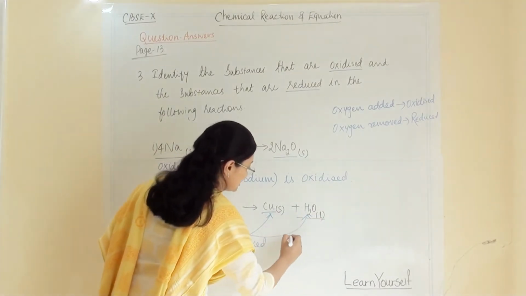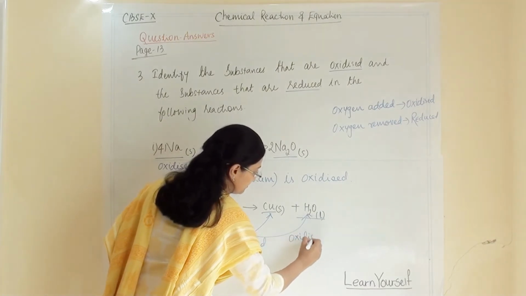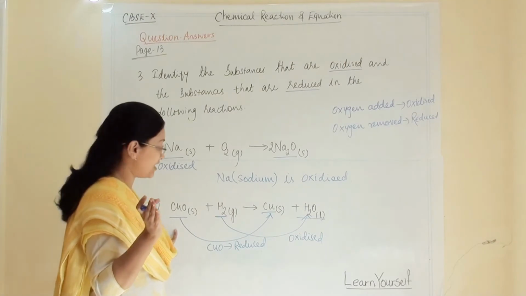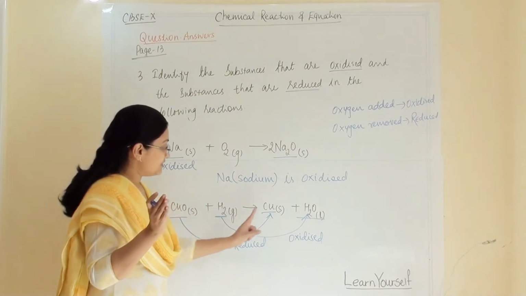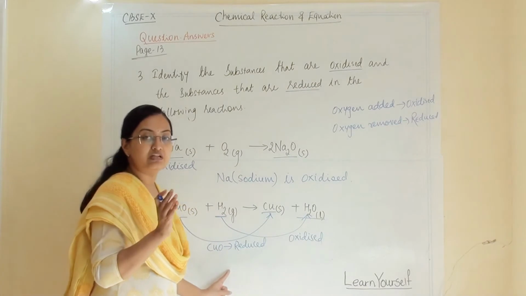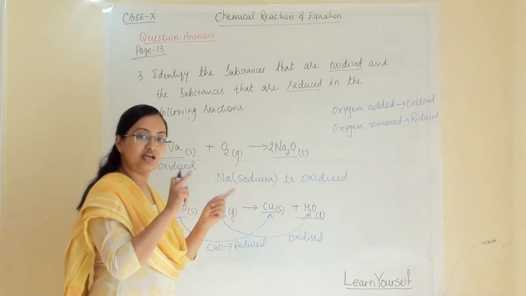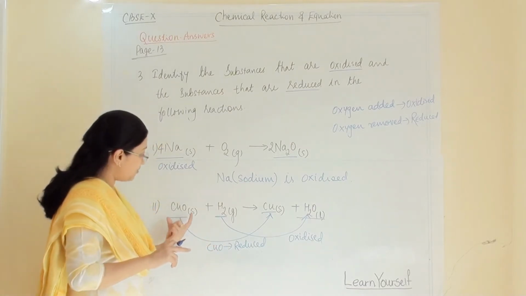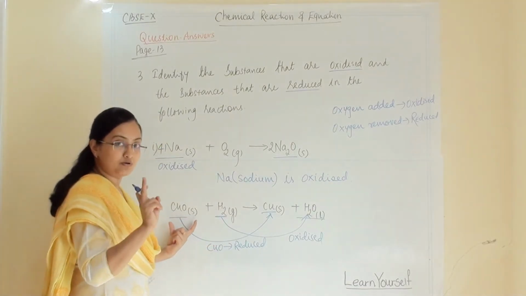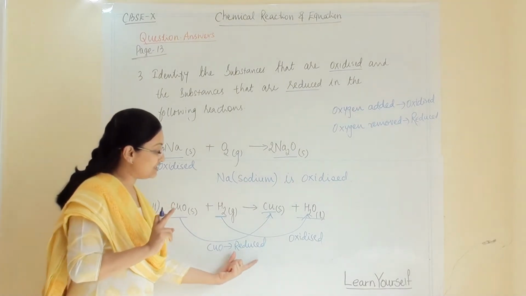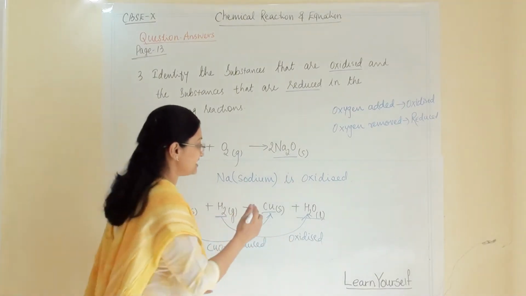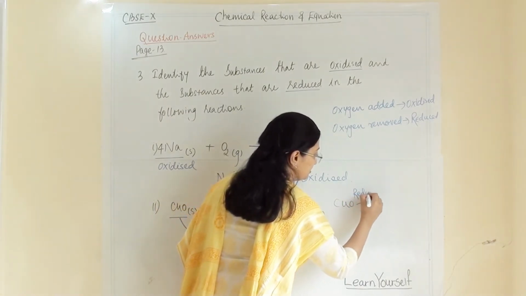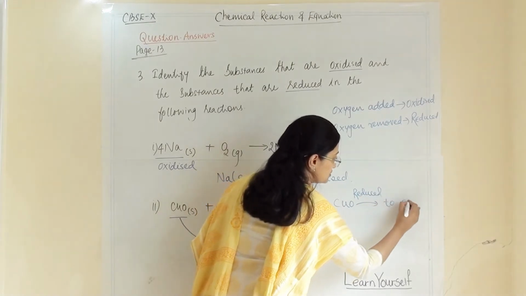So hydrogen is oxidized. So this is a redox reaction, as I have discussed earlier in my video, that when two things are happening in one reaction, oxidation and reduction, then this reaction is known as redox reaction. Copper oxide is getting reduced to Cu.